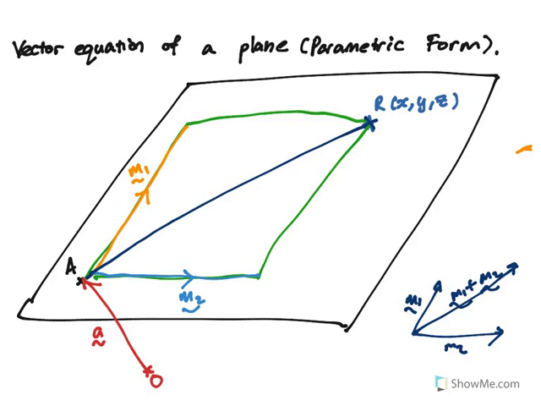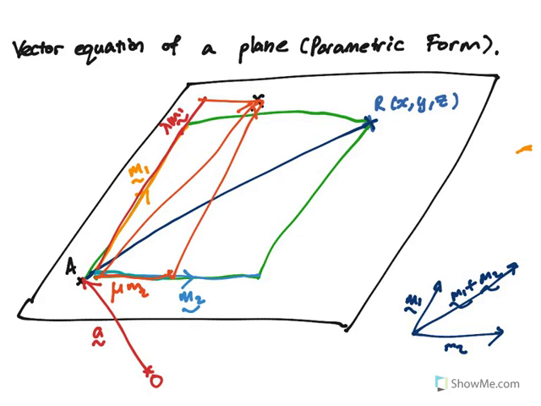Okay, so similarly, let's take another example. If I were to use another point, maybe somewhere here, similarly this can also be defined. If I quickly form another parallelogram, maybe this is another scalar multiple of M1, lambda M1, and this will be another multiple of M2, maybe mu M2. Using the parallelogram law of addition again, you can see that I can easily define another vector.